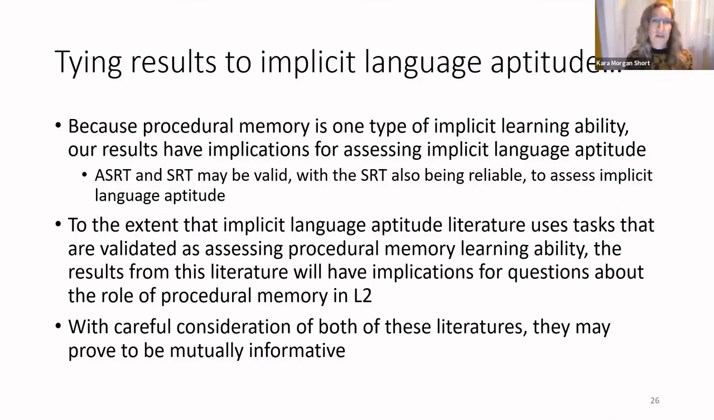To the extent that the implicit language aptitude literature uses tasks that are also independently validated as assessing procedural memory learning ability, the results from the implicit language aptitude literature will have implications for questions about the role of procedural memory in second language. So we believe that with careful consideration of both of these literatures and of the various tasks used in both, they may prove to be mutually informative.